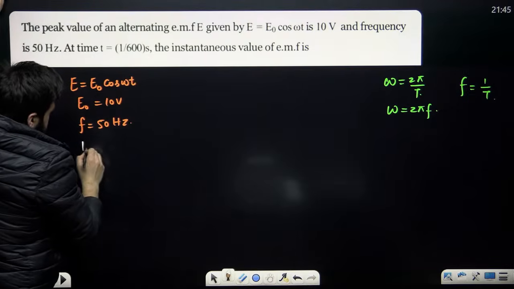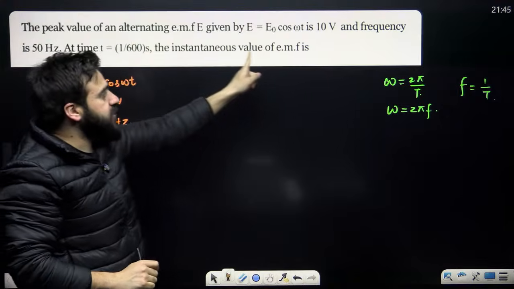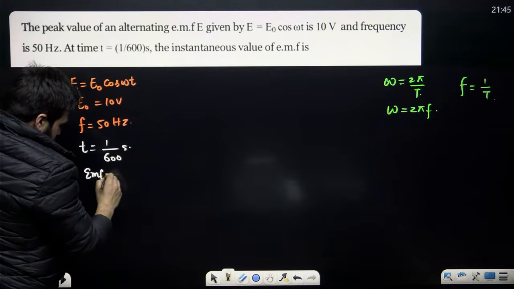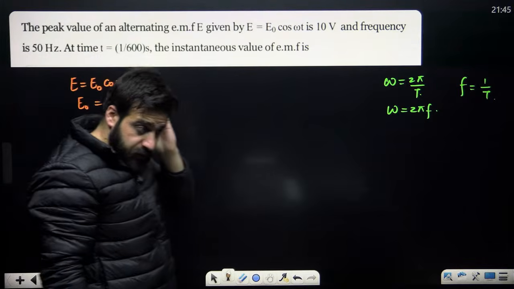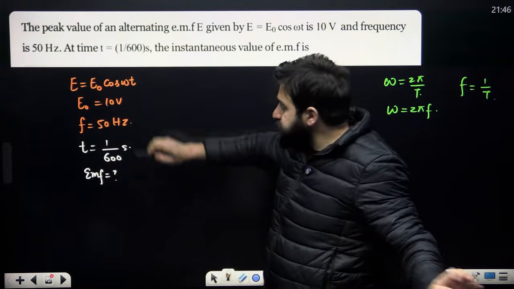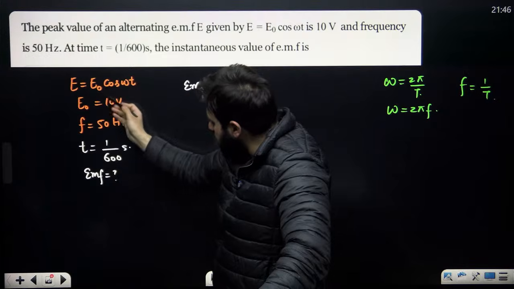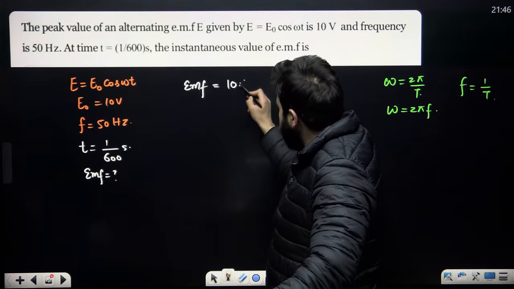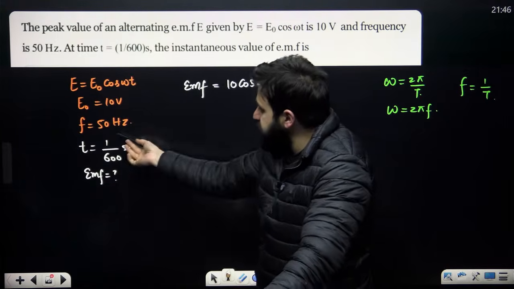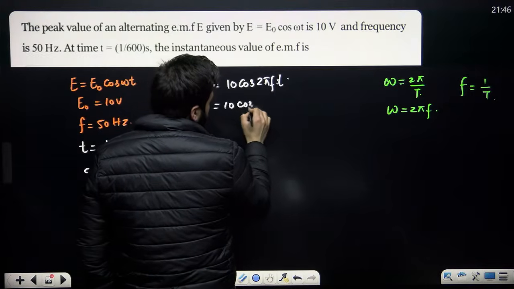Time in this case is given as 1 by 600 seconds. At time 1 by 600 seconds, the value of instantaneous EMF is. You guys are supposed to tell me the value of EMF in this particular case. See guys, you have to find the value of this E, this EMF, which is equal to E naught. Put the value of E naught, that is 10. Then we say cos of omega, you can write 2 pi into F because frequency is given and time is T.